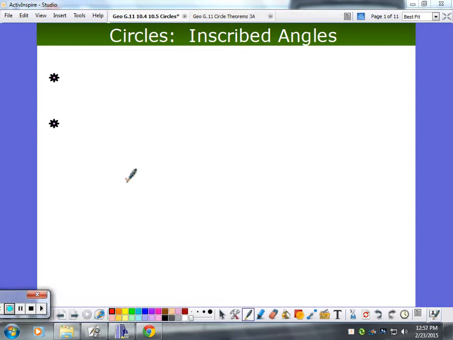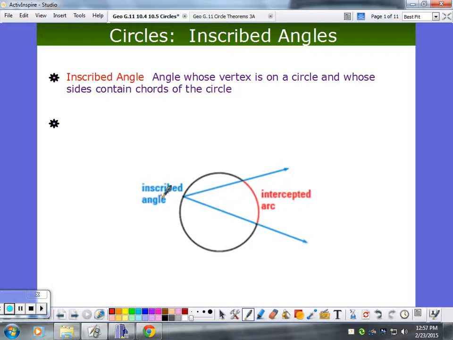So today's class is mostly talking about angle relationships in circles. The first thing we're going to look at is the inscribed angle. And what is an inscribed angle? Here's my circle. Here's my angle. Notice that the vertex is on the circle, and the sides of this angle contain the chords of the circle. So this is an inscribed angle.